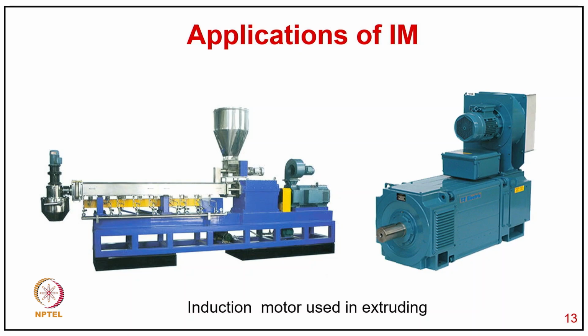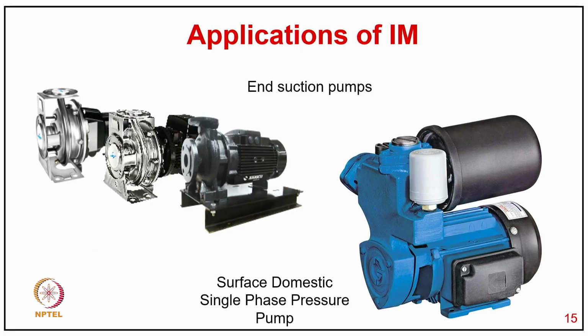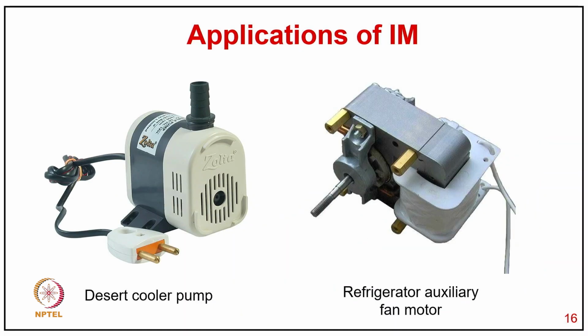Then we have an induction motor used in extruding for different kinds of raw material, as well as the cooling fan, typically for the DC motor. Then you use it in a kitchen centrifuge. Then you use it in a surface domestic single phase pressure pump. Even in many cases we use it in a hand suction pump, or we call it a booster pump. Your rating is smaller, or we have a desert cooler pump, as we have seen in a desert cooler.